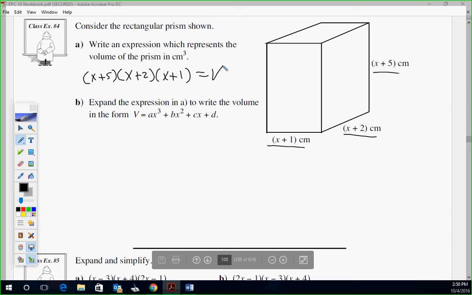Okay, you ready? x plus 5 times x plus 2. Let's do that first. Okay, we'll do the x plus 1 to that. x squared, 2x, 5x, 10. Okay? x squared plus 7x plus 10.